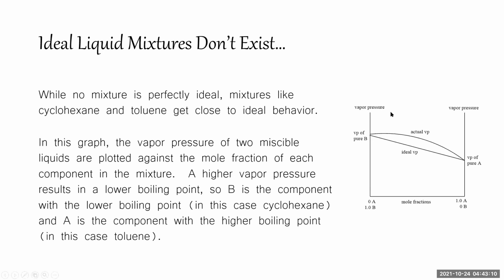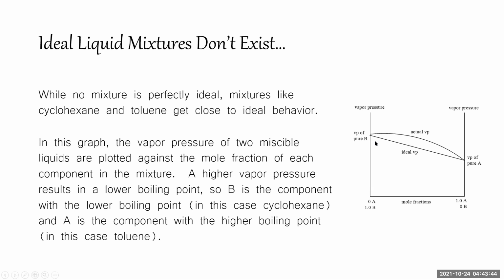So basically this is a graph where we have two y axes, and we have the vapor pressure of pure cyclohexane. And we know that this one is cyclohexane because cyclohexane's boiling point is lower than toluene, so its vapor pressure will be higher than toluene. And then on the x-axis we have the mole fraction, where we're going from 100% B all the way over here to 100% A, and then everything in between.